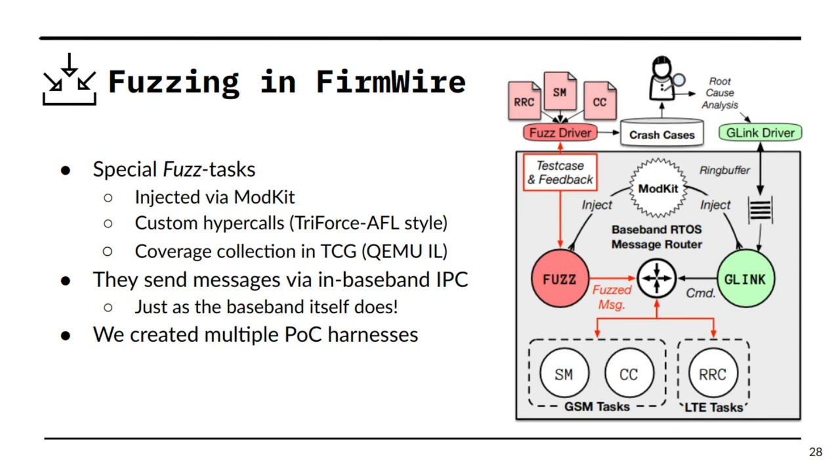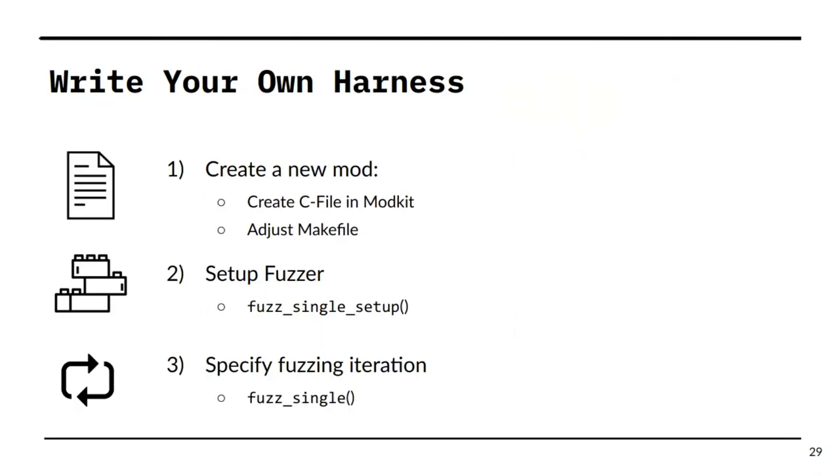So we jumped from some place to some new place, and this edge is reported back to the fuzzer so that it can store input that found new coverage and then do mutations in a smarter way in the future. Then we send the message that we received from the smart mutation to this baseband task internally. For this, we also created multiple proof of concept harnesses, else we wouldn't have found bugs, which would have been sad.